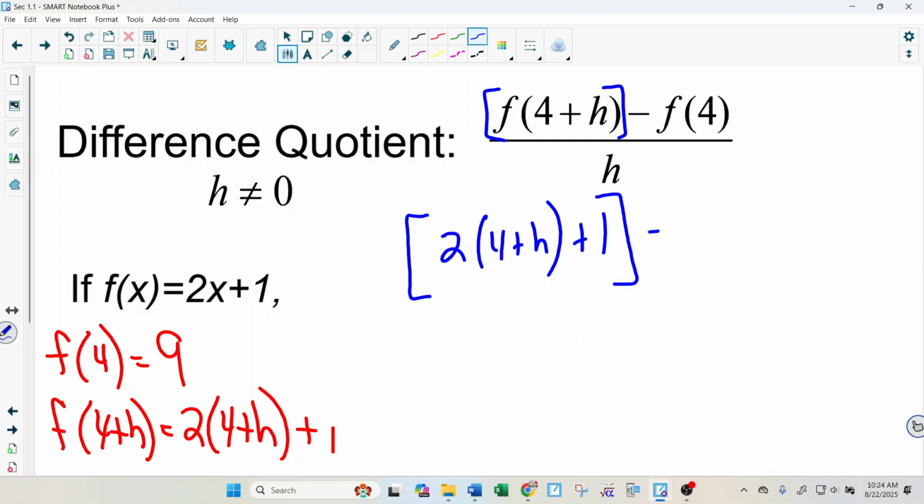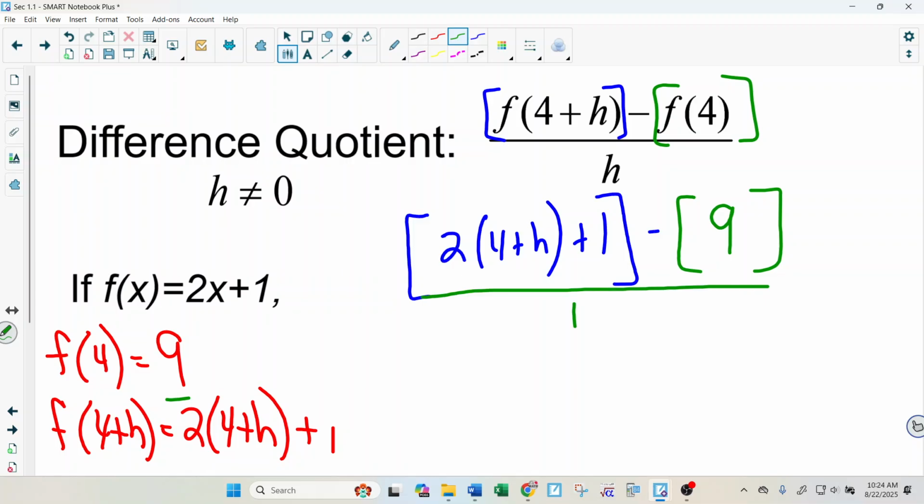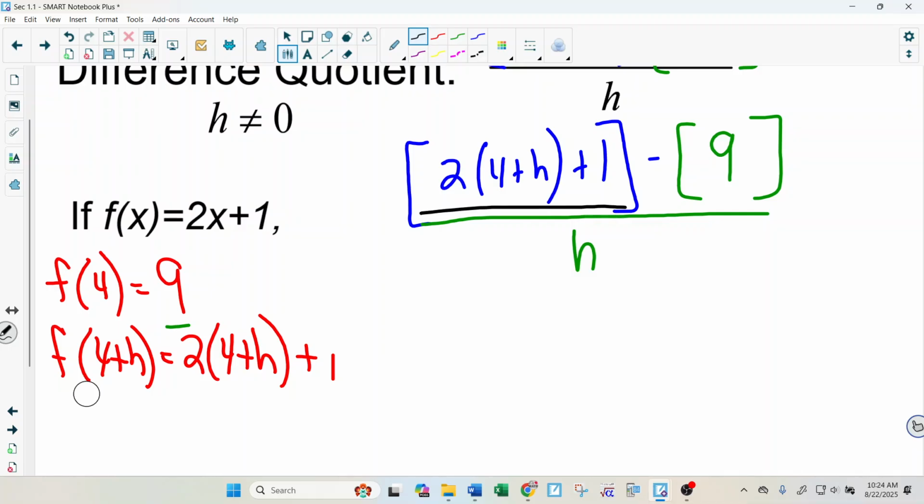And I'm going to color code this. And now we want to subtract f of 4, which from over here is just 9. So when we do these, this first block will always have the h's and stuff in it, and then this second block is just going to be the number. So we now distribute this, and this is 8 plus 2h plus 1 minus 9.